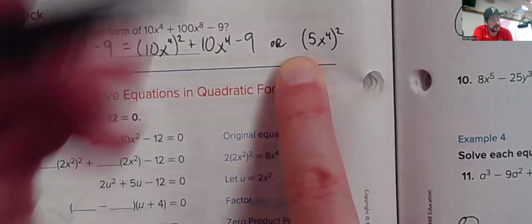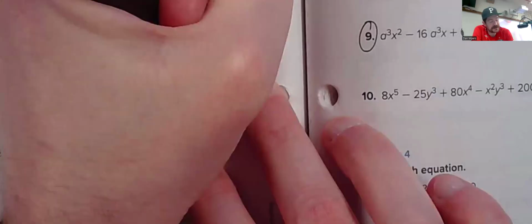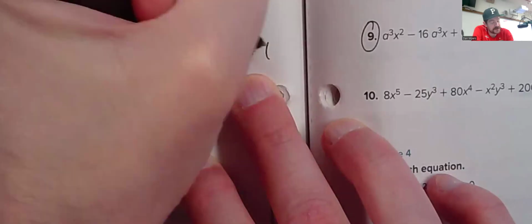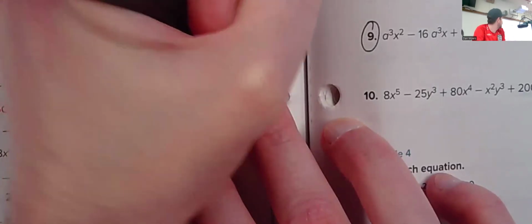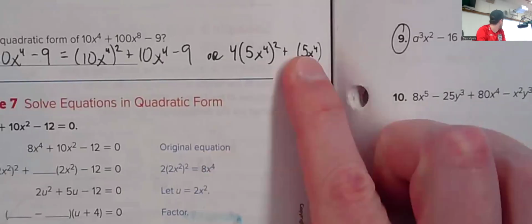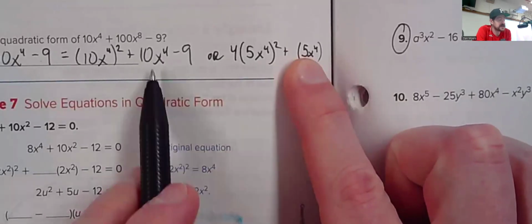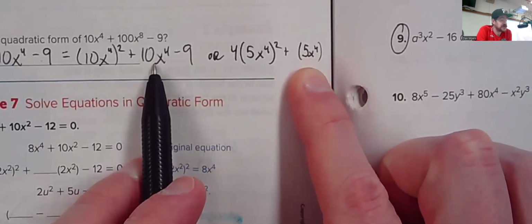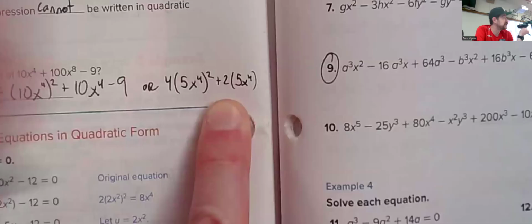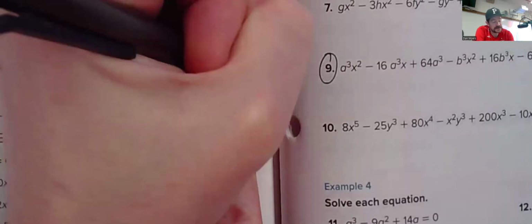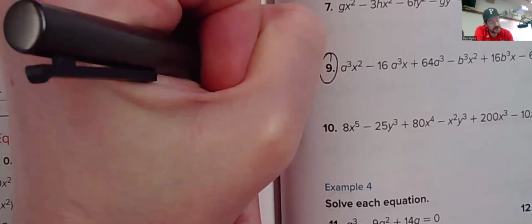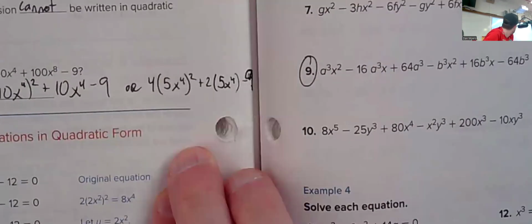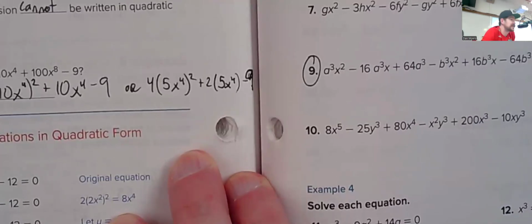4, okay? And then you'd say plus, and then we'll do a little set of parentheses here. And then we'd have 5x to the fourth power here. What would you have to multiply 5x to the fourth power by in order to make it equal 10x to the fourth power? 5 times what is 10? 2. So plus 2 times 5x to the fourth minus 9. Okay, that didn't fit in there very well. Minus 9. So that is another way you could write it, because it's still written as a quadratic.